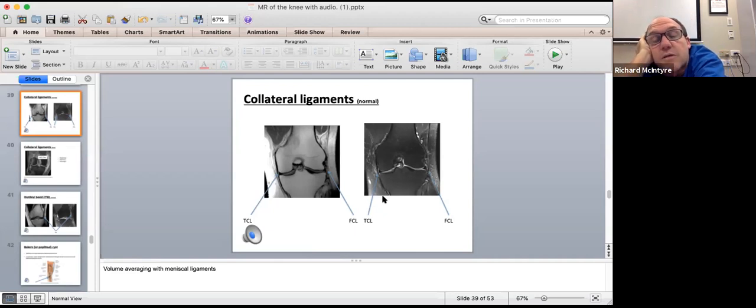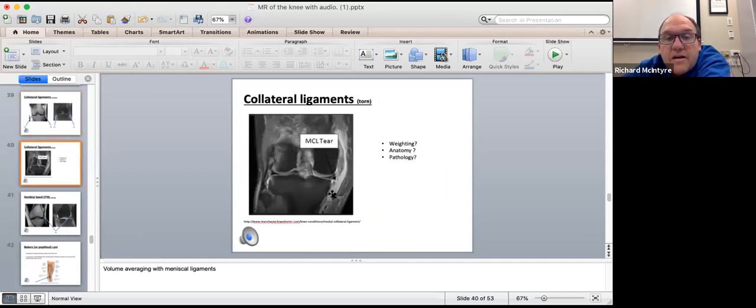is partial voluming, or is that actual signal in the ligament? Okay, so it's always good to really think about, obviously we don't want to do all weightings in all planes, so think about department protocols, but also think about what you're scanning and think, okay, what plane is going to get the best images for this patient, for this structure?